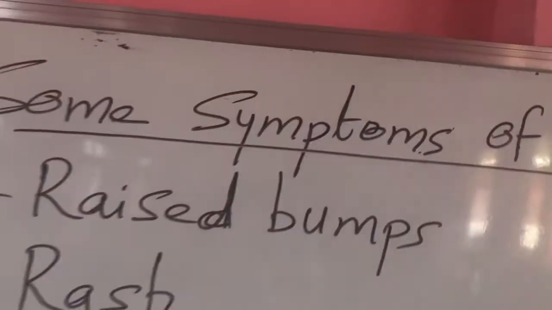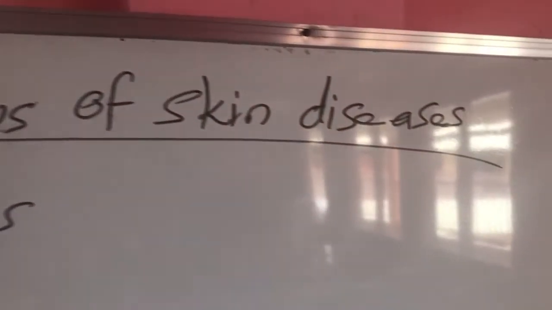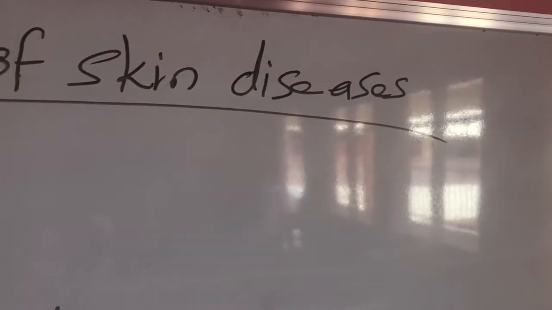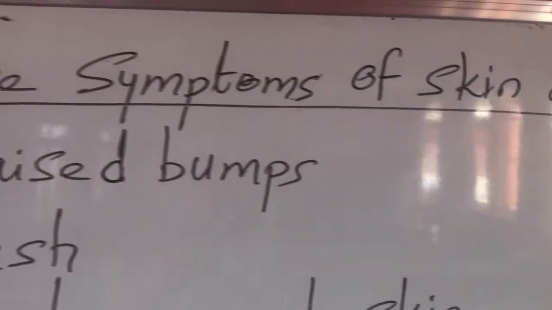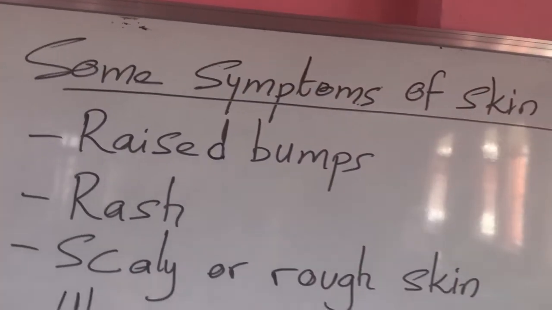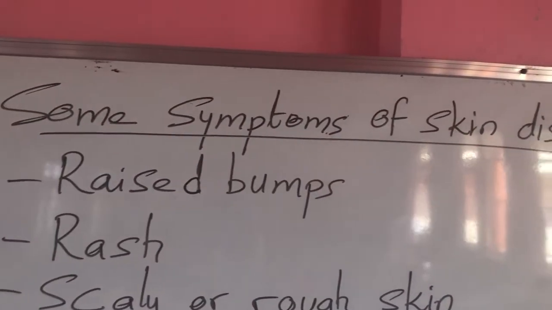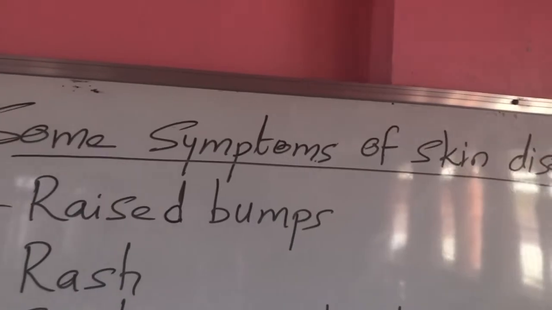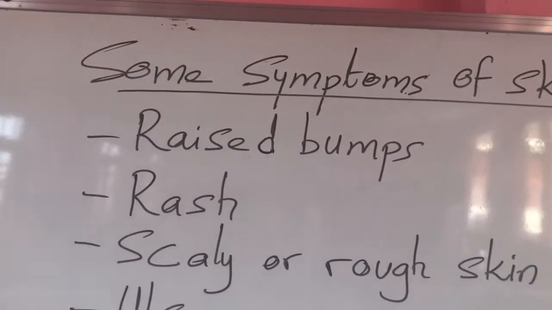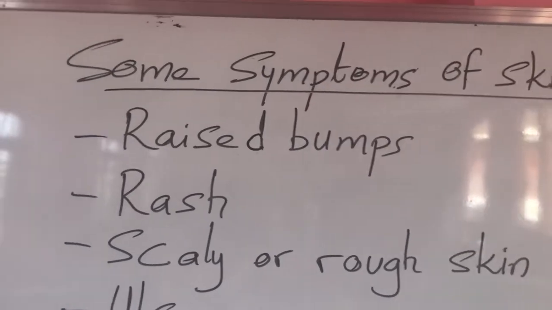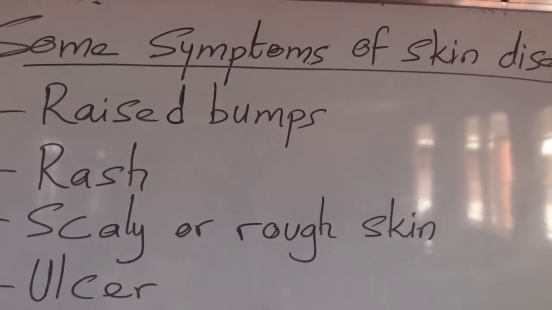These are some few symptoms of skin diseases. The first one is what? Raised bumps. We have 2, rash or rashes. 3, we have scaly or rough skin.